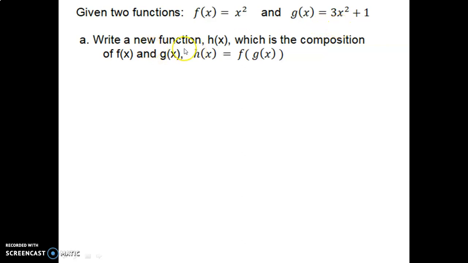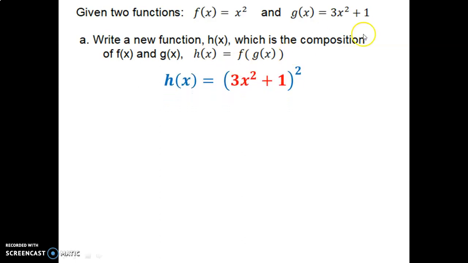First, to begin, let's write a new function, h of x, which is the composition of f of x and g of x. Written like this, h of x equals f of g of x. So the g of x function goes into the f of x function, and we create a new one. So it's a function within a function. We're going to see where this leads us to in the chain rule in just a second.